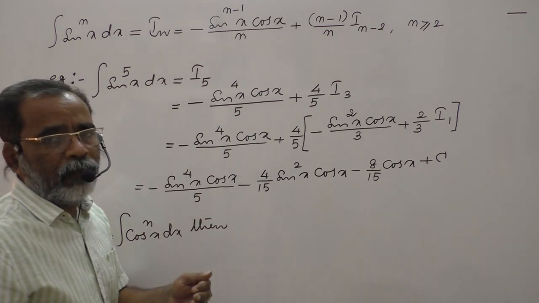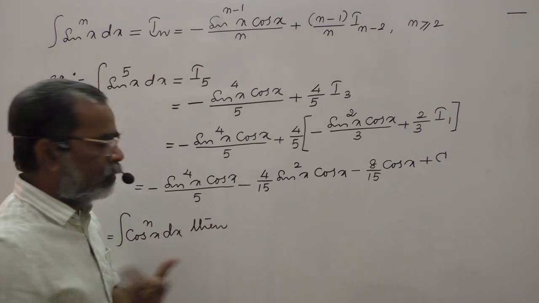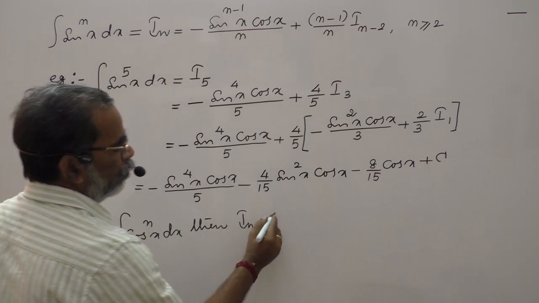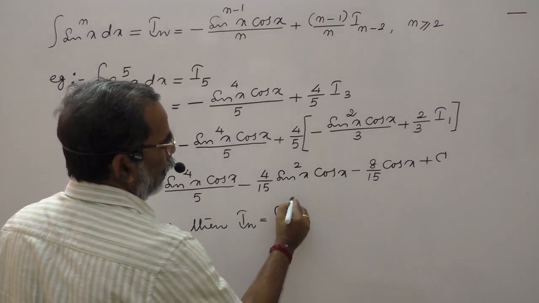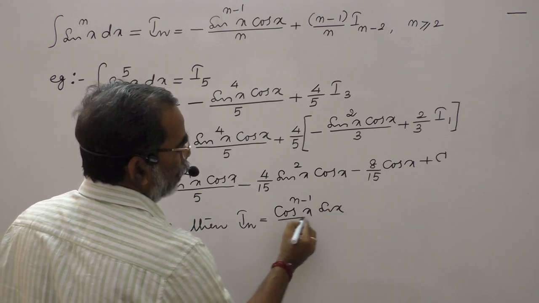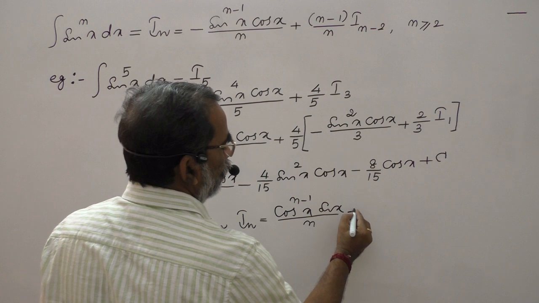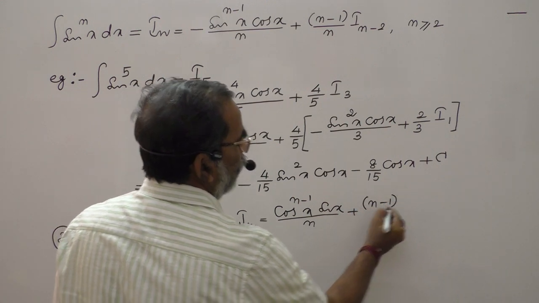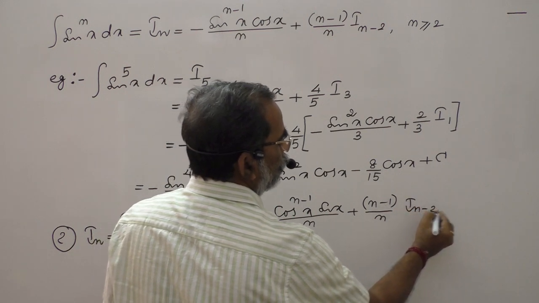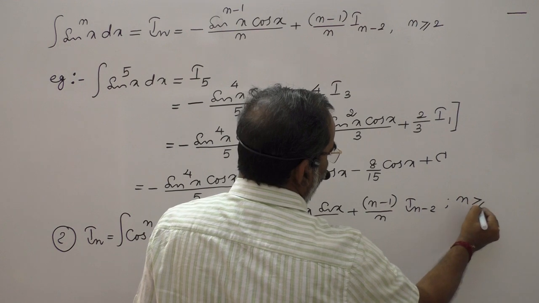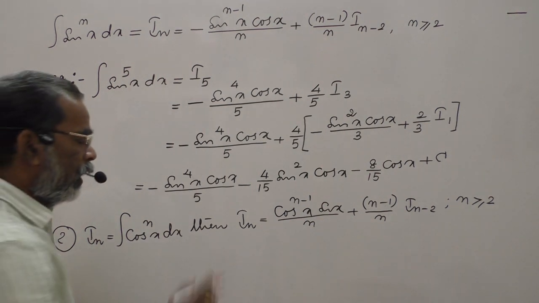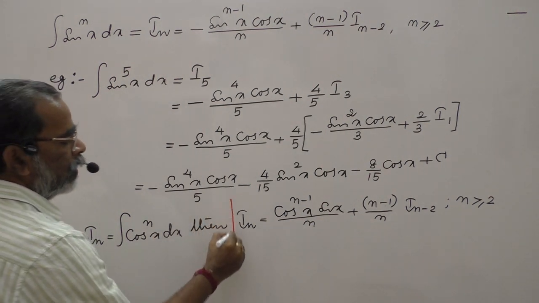I have done the sine power n proof. Similarly you do this, take it as homework. For this the reduction will be cos power n minus 1 x into sine x, same procedure, divided by n, plus (n minus 1) divided by n into I n minus 2. This is also applicable for n greater than or equal to 2. Therefore this is the second one, the reduction for cos.